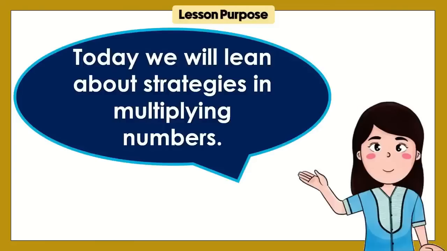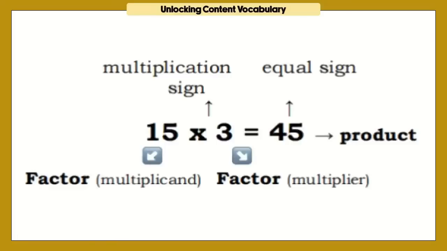Today, we will learn about strategies in multiplying numbers. For the unlocking content vocabulary, we have these words: multiplication sign, the equal sign, the product, the factor, which is the multiplicand, and another factor, which is the multiplier.